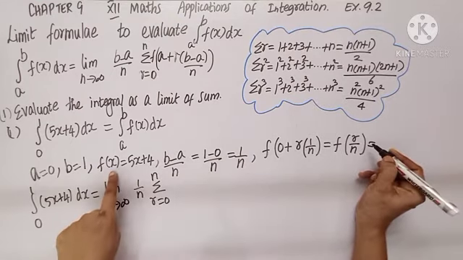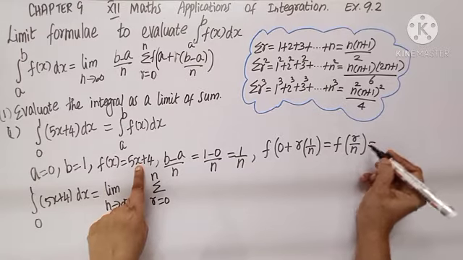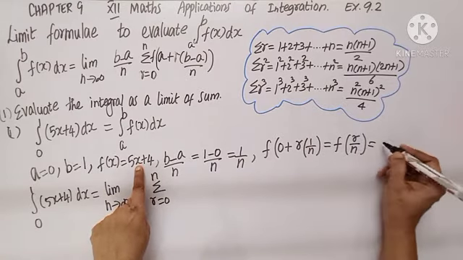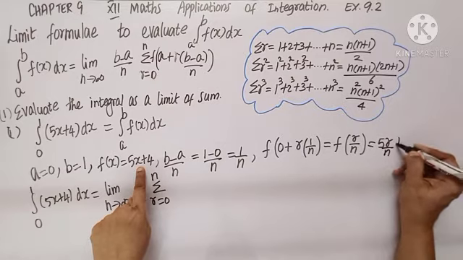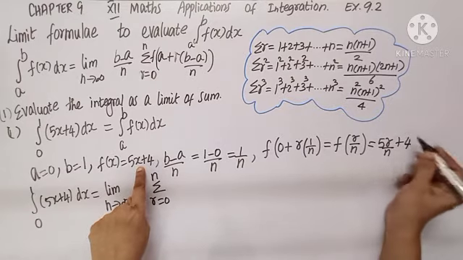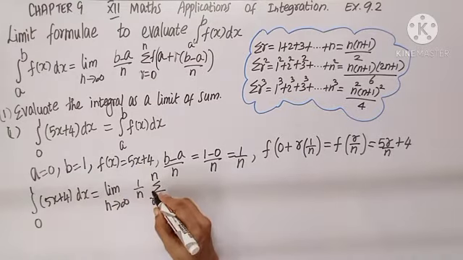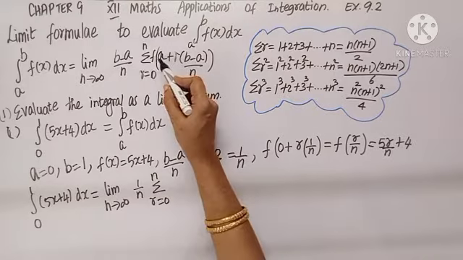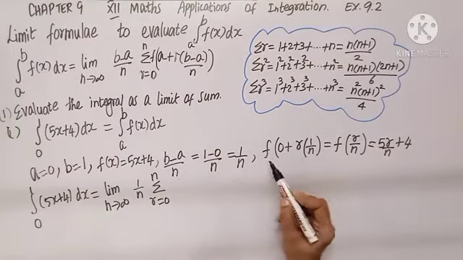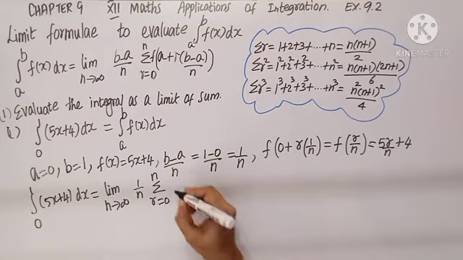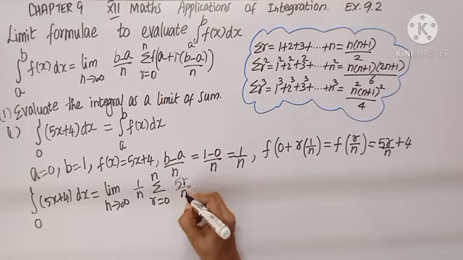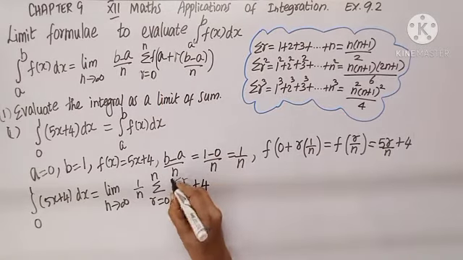This is f of x. Wherever x is coming, put r by n. So 5 into x, which is r by n, plus 4. Substitute this in the formula. A plus r into b minus a by n we have calculated. So f of that value is 5r by n plus 4.